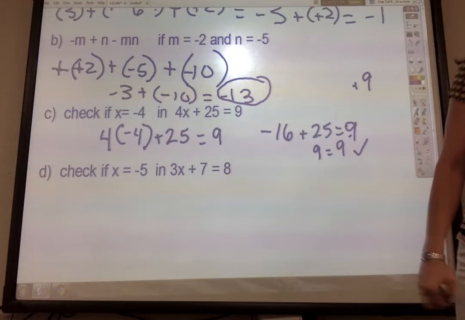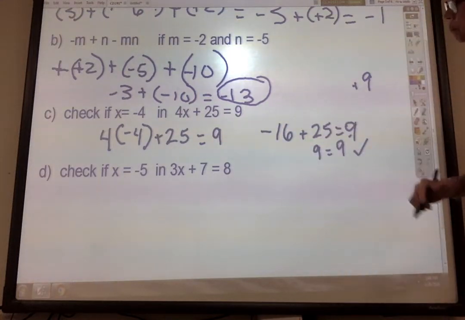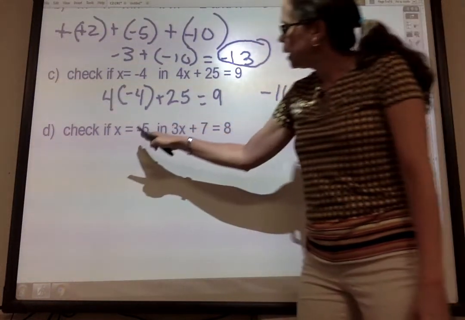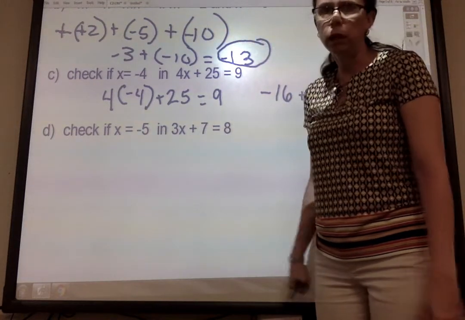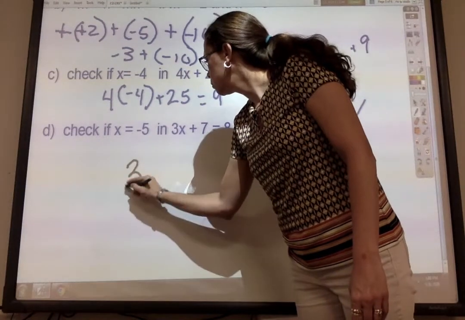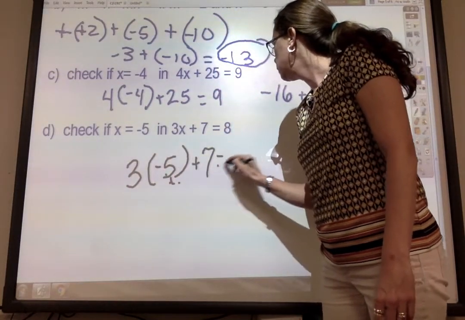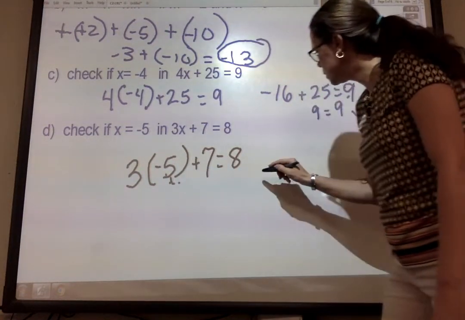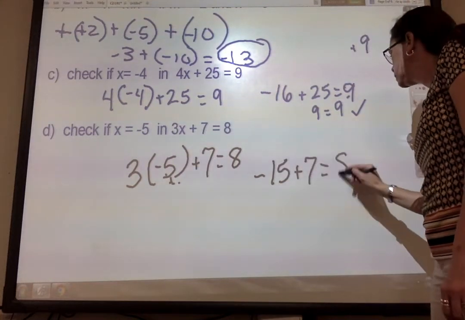Okay, now D is here. I'm going to change colors because it's a lot of blue. We're saying to check if negative 5 could be the value of x in this equation, 3x plus 7 equals 8. So instead of an x, we're going to use negative 5. 3 times negative 5 plus 7 is equal to 8. 3 times the negative 5 is negative 15 plus 7 is equal to 8.